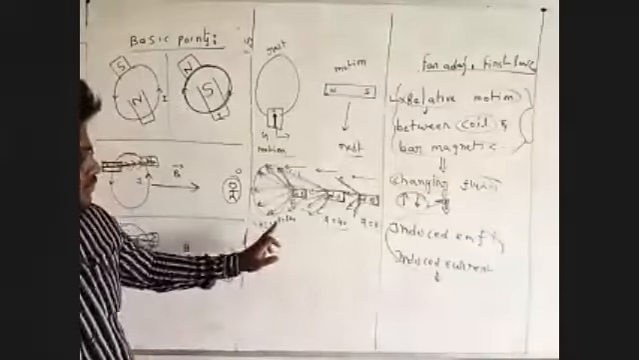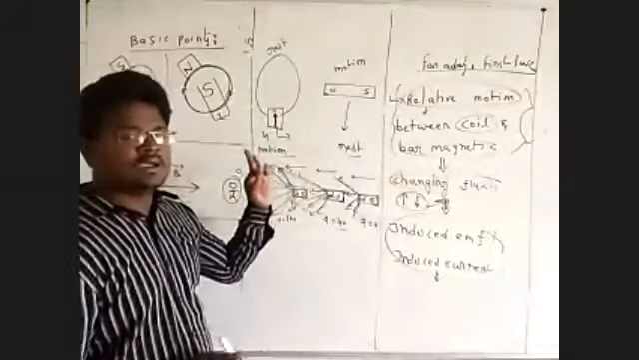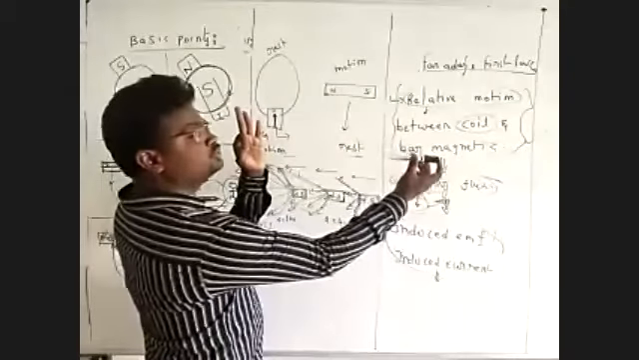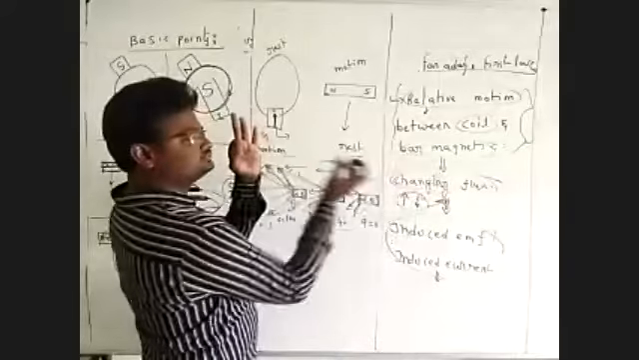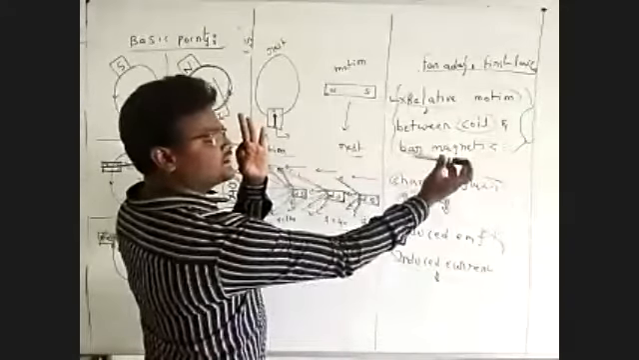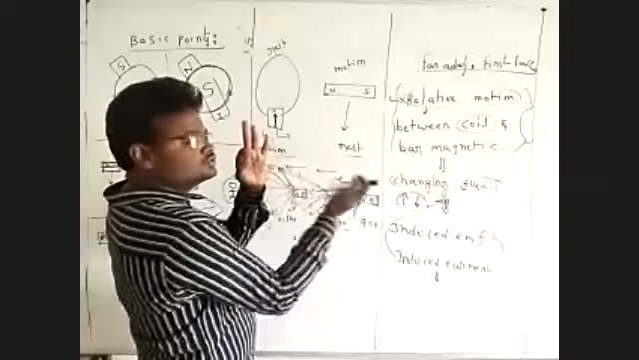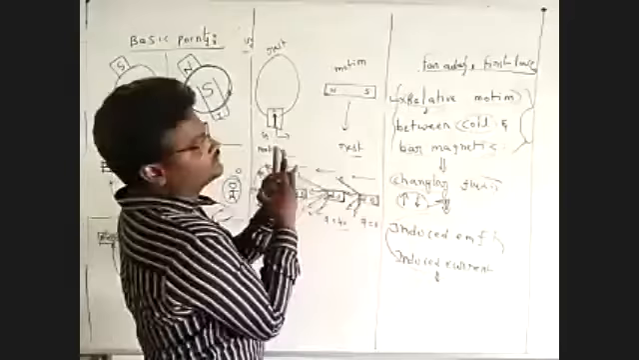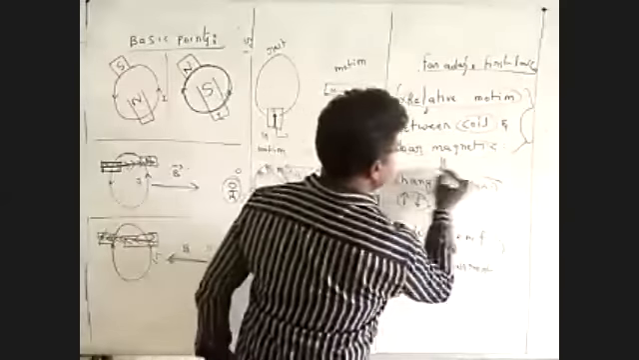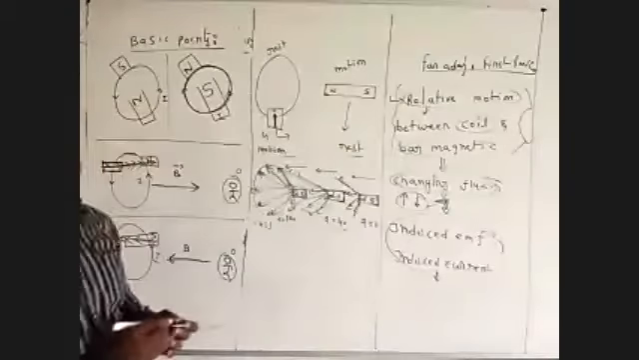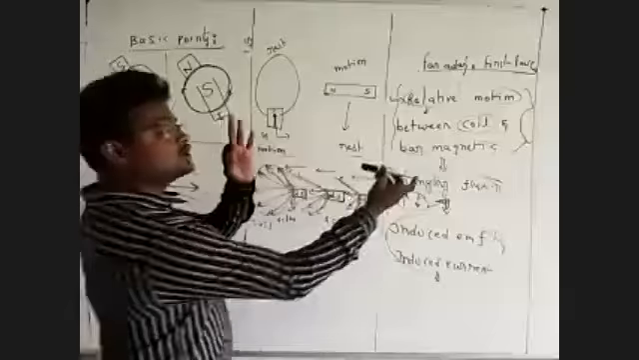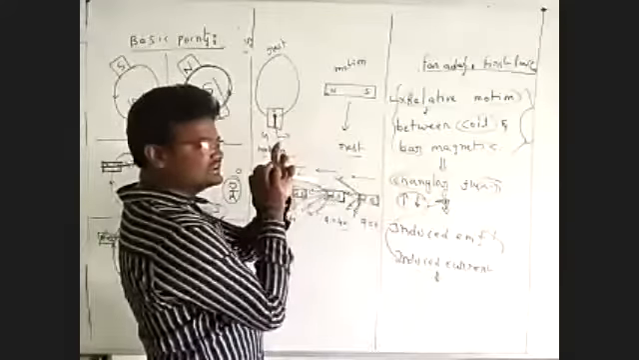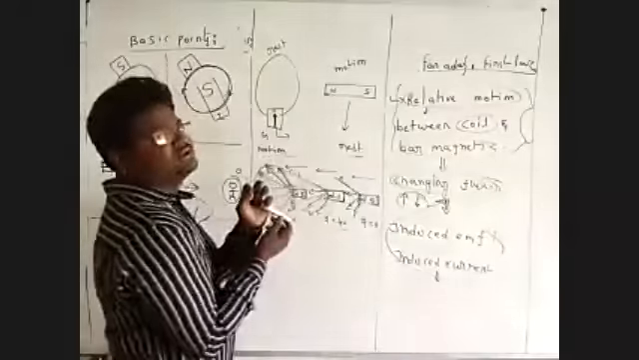Now the north pole of the bar magnet is moving towards the coil. What will happen? More magnetic field lines are linked with the coil, and that is what we call change in flux. As the north pole of the bar magnet moves towards the coil, many flux lines are linked with the coil. Increasing flux lines are linked with the coil.